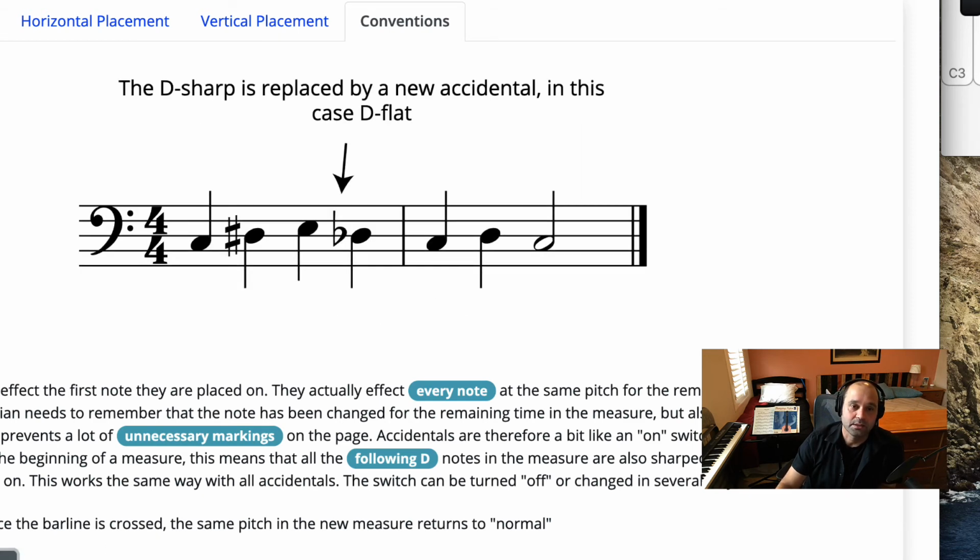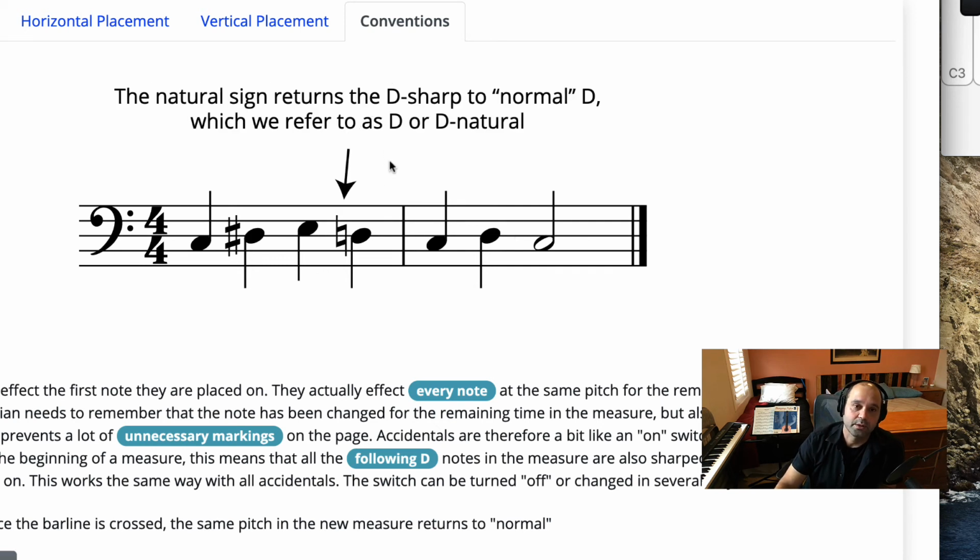Another way to do it is to force the accidental to change by placing an accidental on it. That includes the natural, but any new accidental will do this. So if I have a sharp on here and I want the sharp to become D flat, I can just put the new accidental there and that overrides what happened before. So I have D sharp, D flat, cross the bar line, normal, natural D here, right? So sharp, overridden by D flat, bar line resets, regular D. And then the natural allows us to go back to normal.